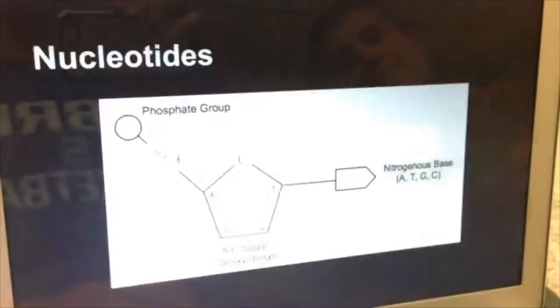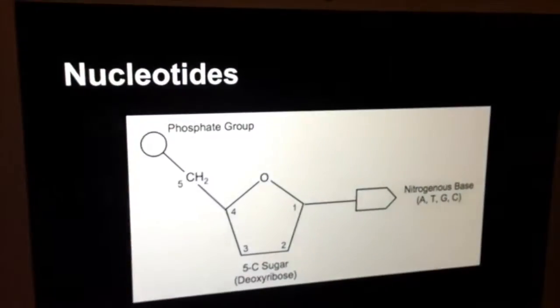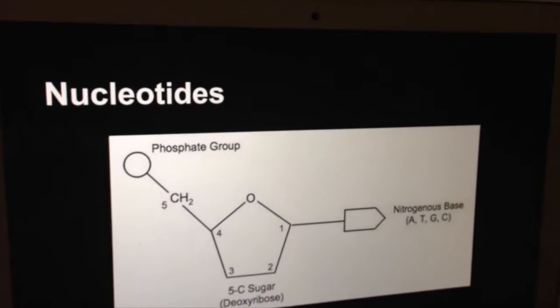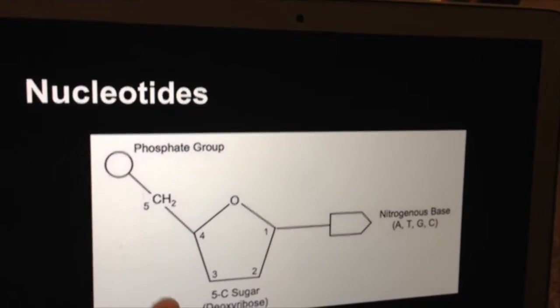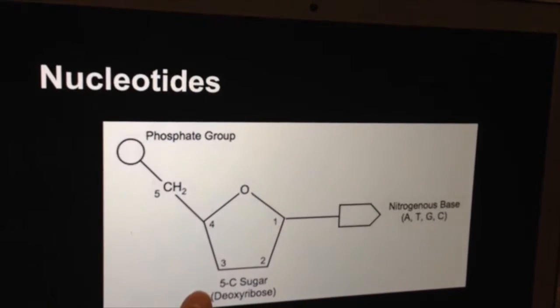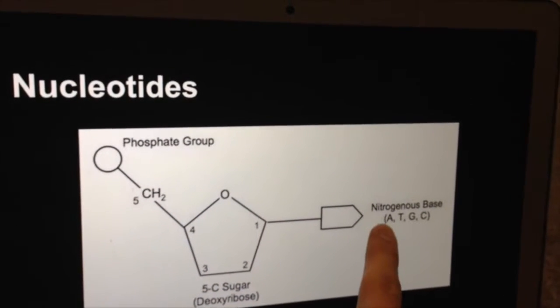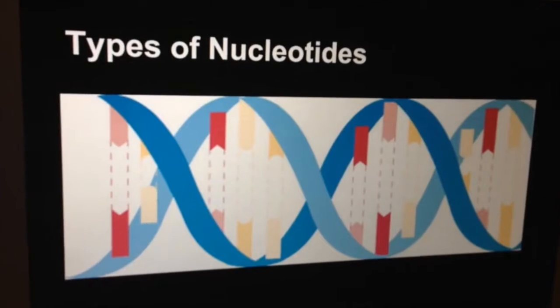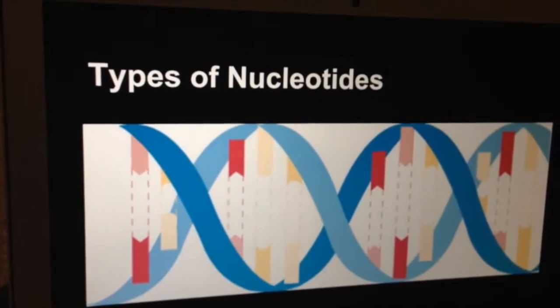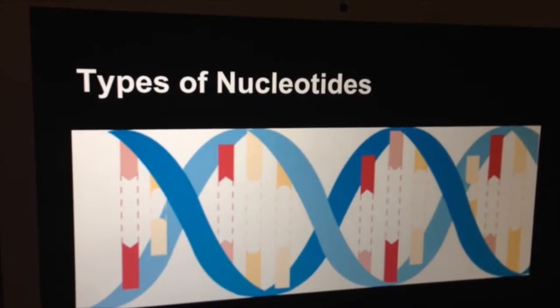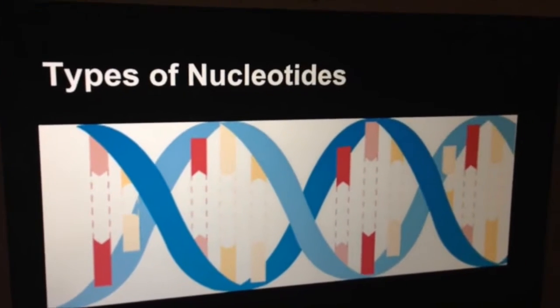Structures of DNA. Nucleotides are the building blocks of nucleic acids. They are composed of a phosphate group, a 5-carbon sugar, deoxyribose, and a nitrogenous base. There are 4 types of nucleotides. They are adenine, thymine, guanine, and cytosine.